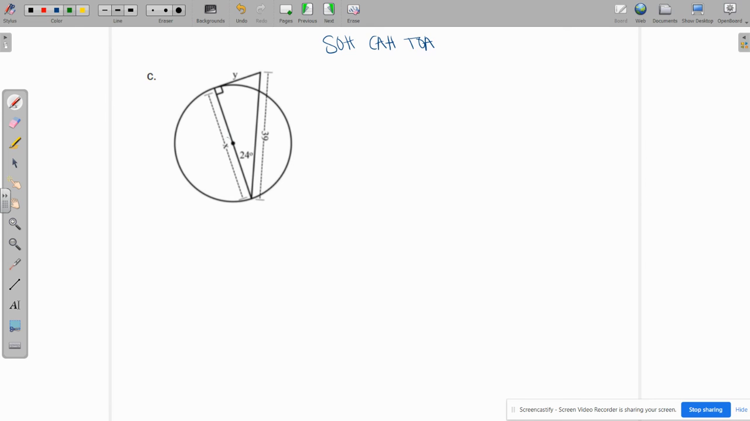So if I wanted to find x first, 24 degrees is this angle here, and we have a right triangle because this segment here is tangent to the circle. So from this 24 degrees, this side is considered the adjacent side, and 39 is the hypotenuse. So adjacent over hypotenuse goes with cosine. So we could say that the cosine of 24 equals the adjacent, which is x, over the hypotenuse, which is 39.